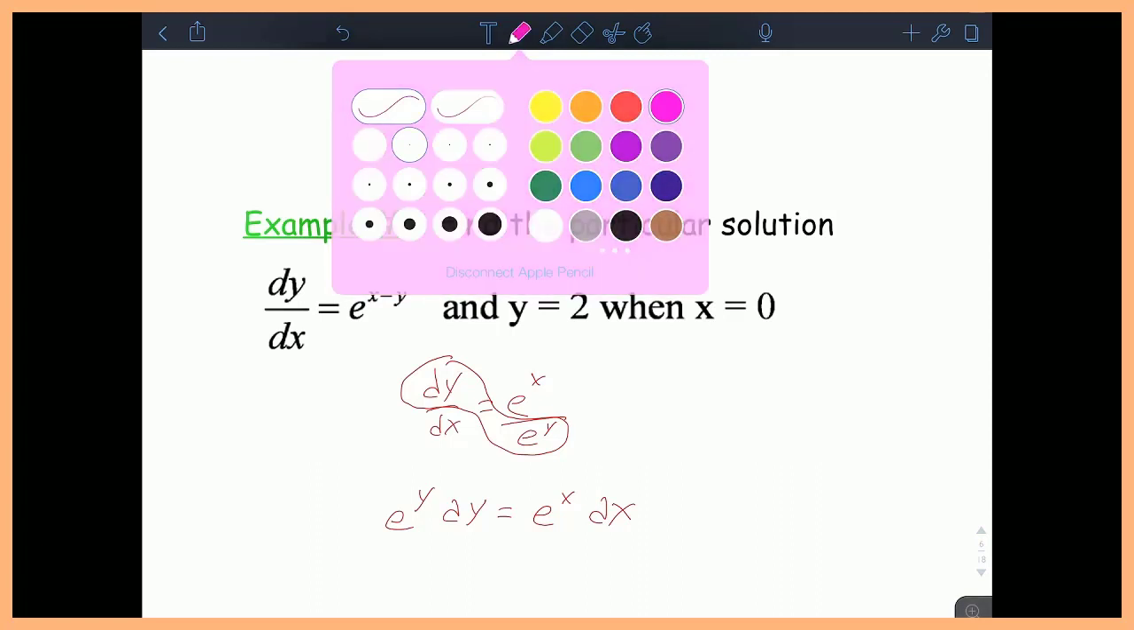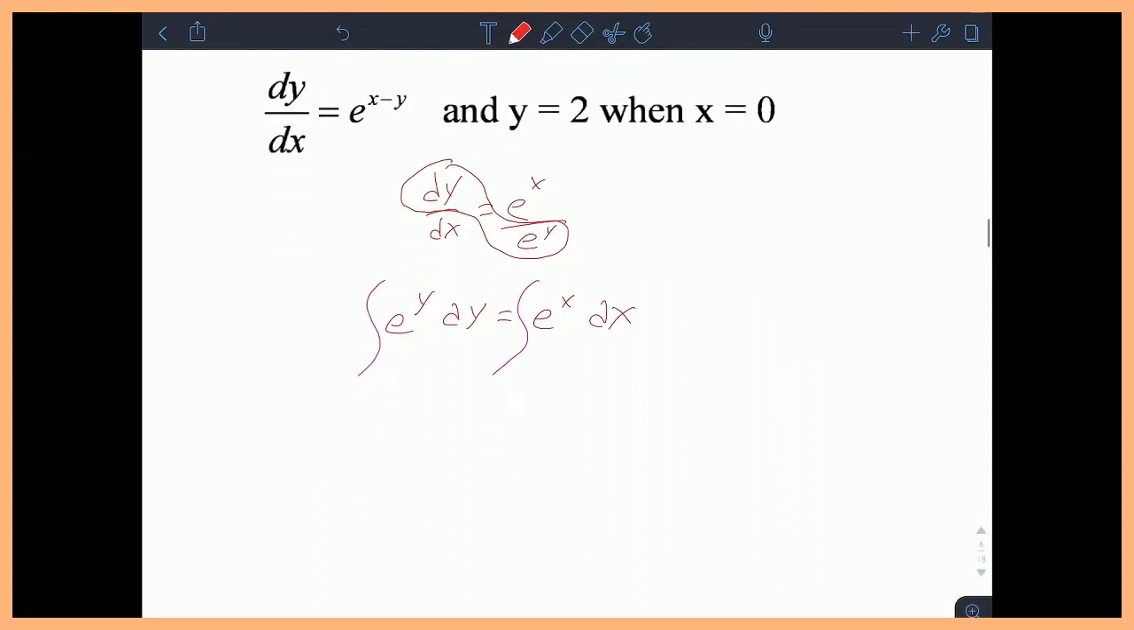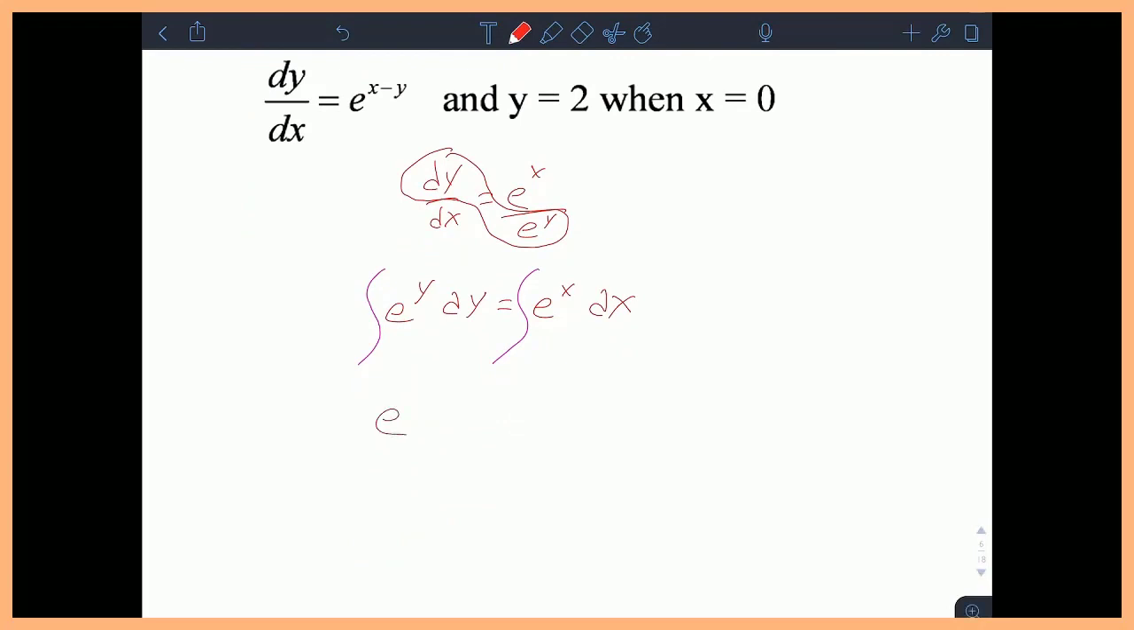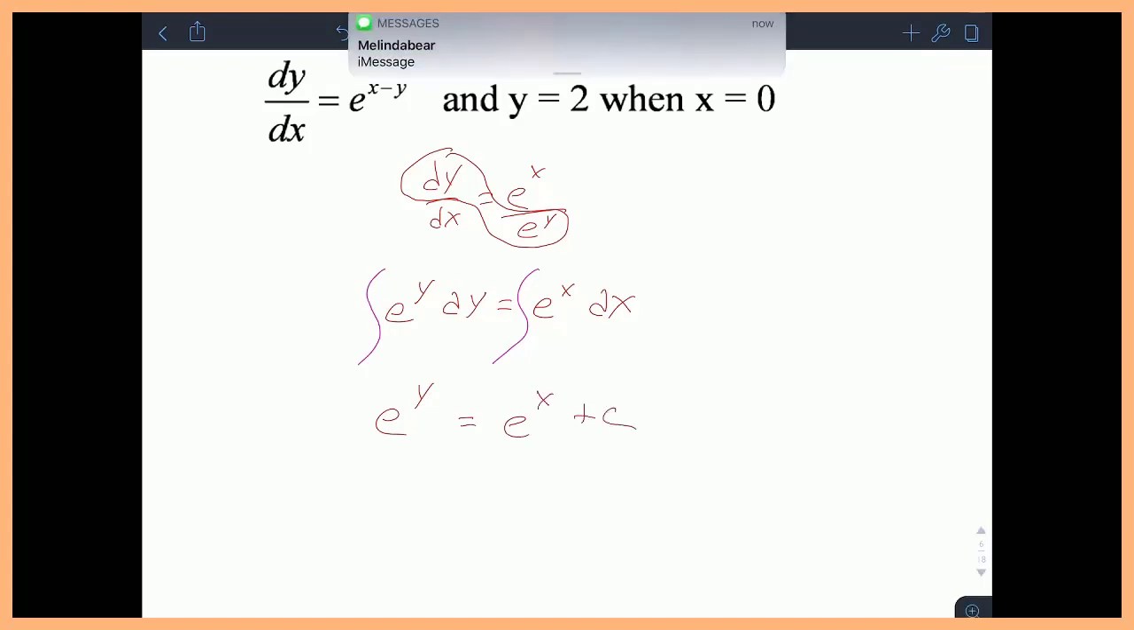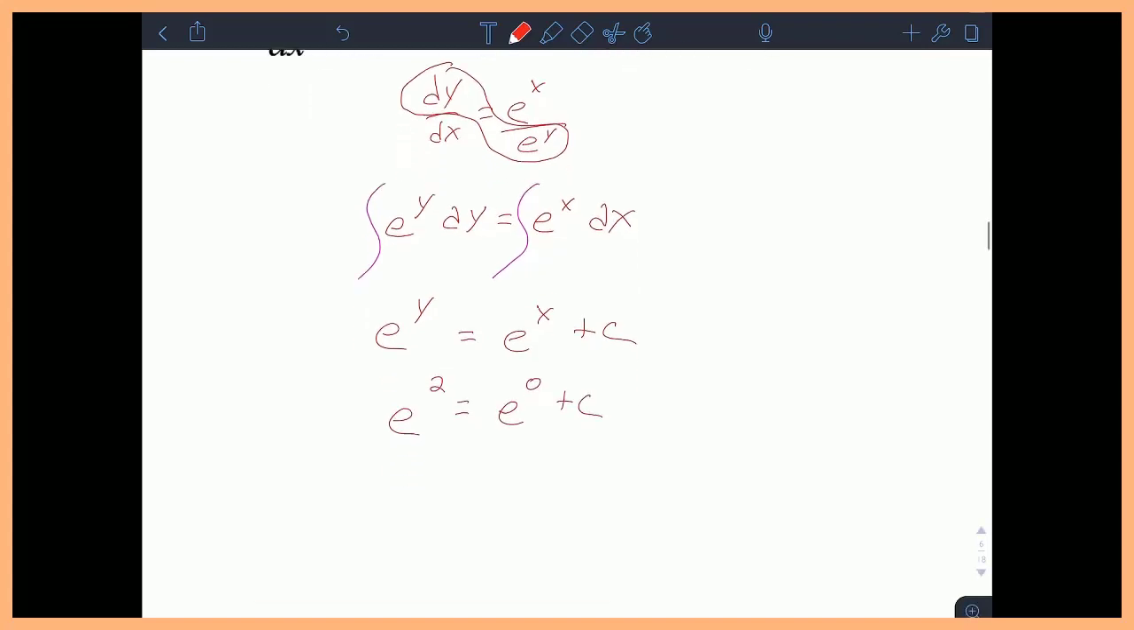I'm now going to drop an integral on both sides. Integrating both of them is just going to yield the same thing, e to the y equals e to the x plus c. And then I'm just going to solve using my initial condition, 0, 2. So e to the y is going to be e raised to the y is 2. E to the x is e to the 0 plus c. E to the 0 is 1. So c is equal to e to the 2 minus 1.